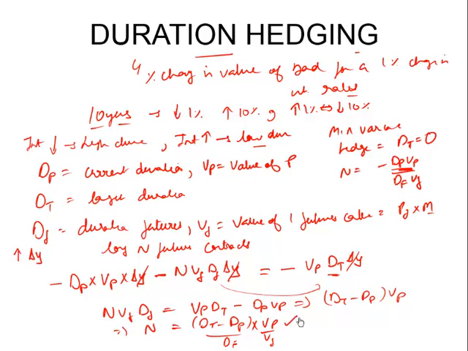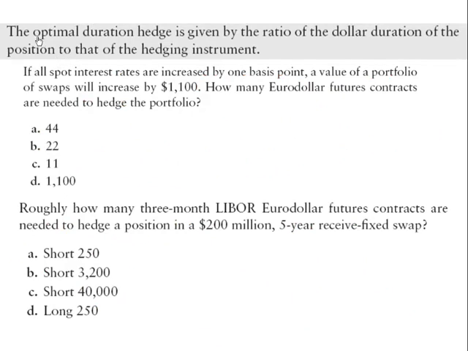So if you remember the general formula, then everything else can be derived from that same formula. It was the same formula for beta. It was beta target minus beta portfolio upon beta F into VP upon VF. Just remember, in many cases, beta F may be equal to 1 if the beta is calculated on the hedging instrument rather than on the market. The optimal duration hedge is given by the ratio of the dollar duration of the portfolio to that of the hedging instrument.